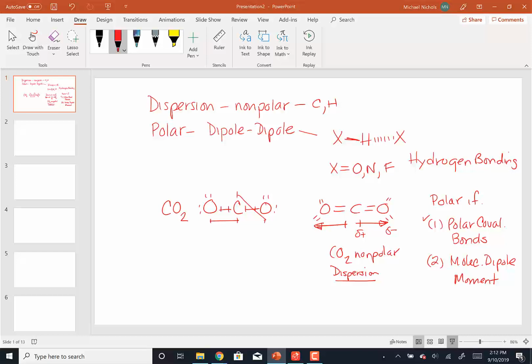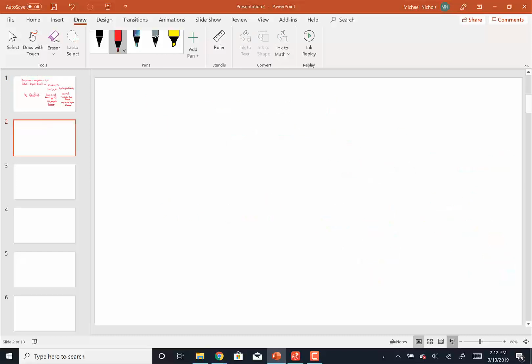And a lot of times it's easiest to look at a molecule and determine whether or not it's symmetrical with respect to its bond dipoles. And if it's not symmetrical, then it is going to be polar. So let's look at a couple of examples. The toughest examples sometimes are tetrahedral, but let me work my way up. So let's say I had boron trifluoride. It would be a BF3 molecule.